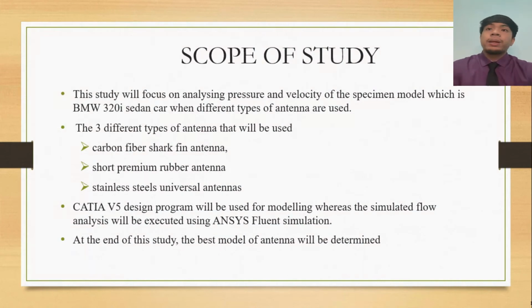Scope of study. This study will focus on analyzing pressure and velocity of the specimen model, which is a BMW 320i sedan car, when different types of antennas are used. The three different types of antenna that will be used are carbon fiber shark fin antenna, shock premium rubber antenna, and stainless steel universal antenna. At the end of the study, the best model of the antenna will be determined.